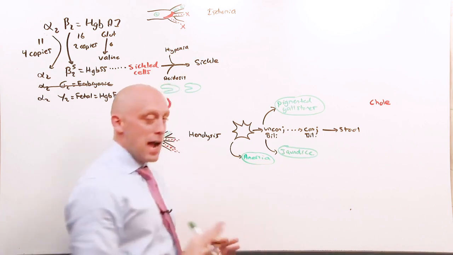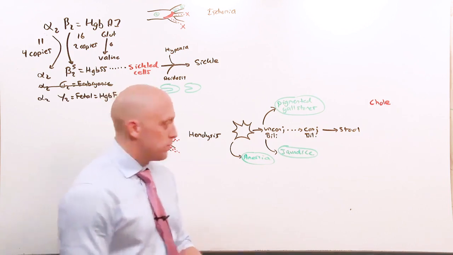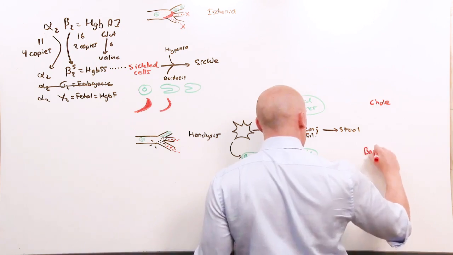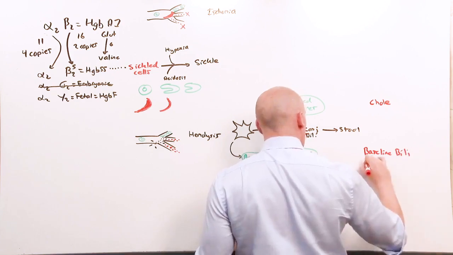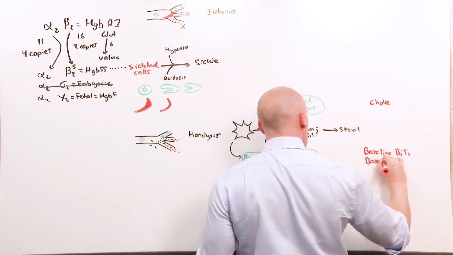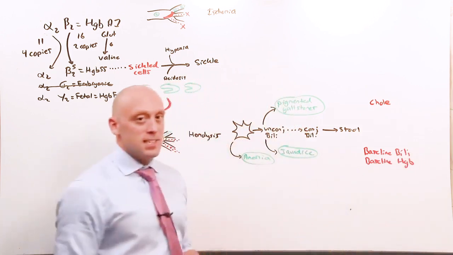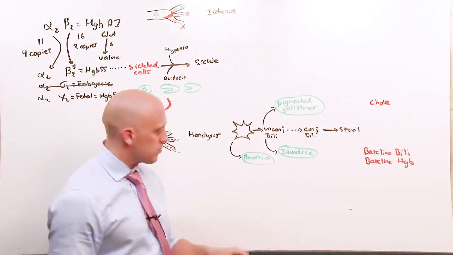And these patients have a baseline anemia and a baseline elevated bilirubin. And you should obtain that for comparison during an acute crisis. So you want to know what their bili usually is, and you want to know what their baseline hemoglobin is. Someone who has hemoglobin SS disease is likely to have a hemoglobin between 7 and 9.